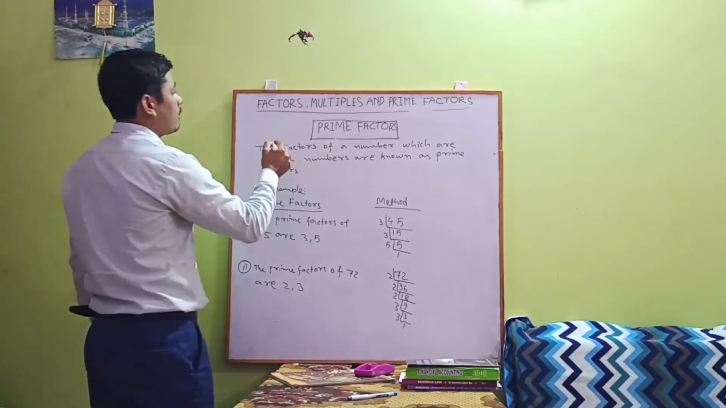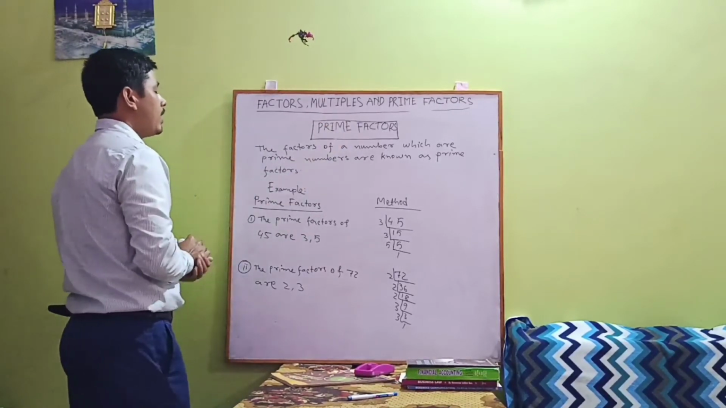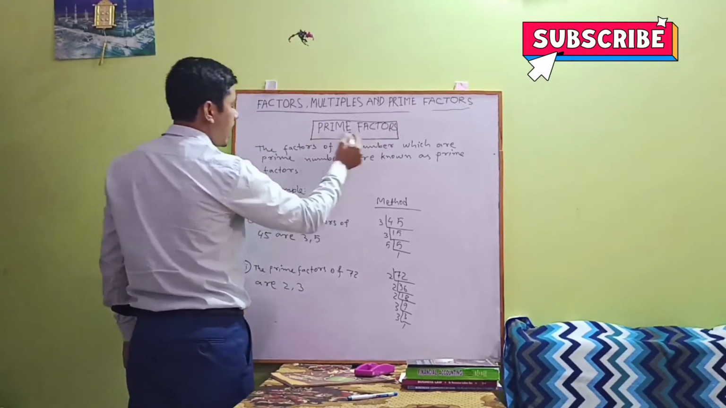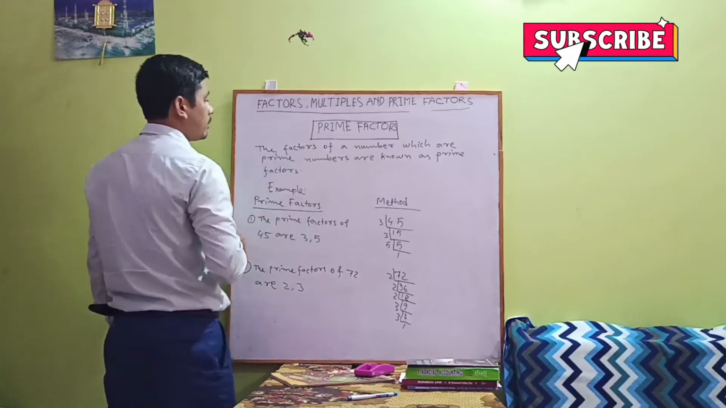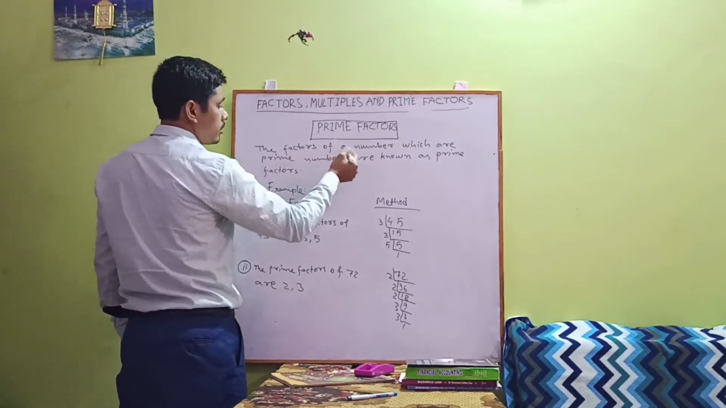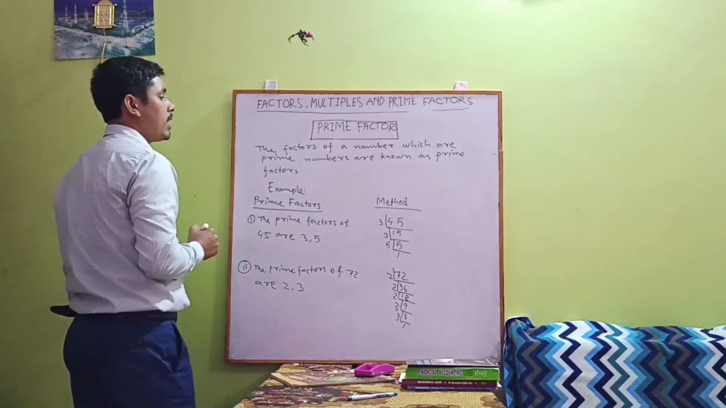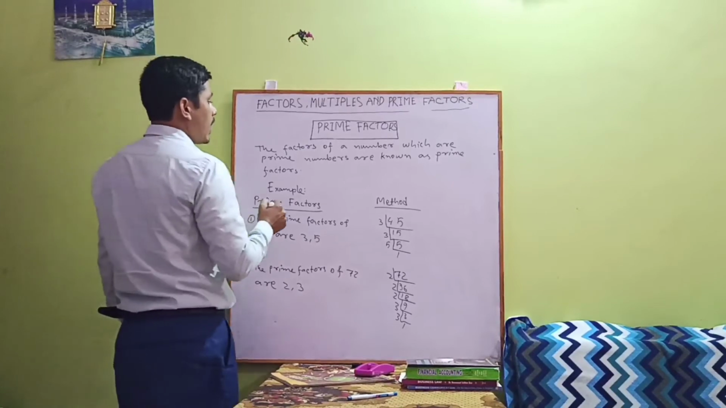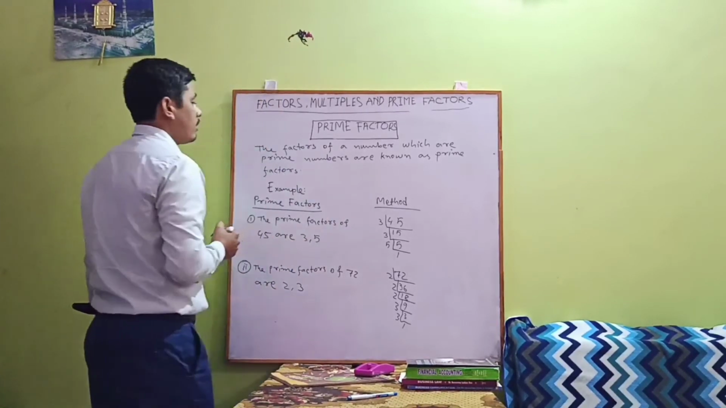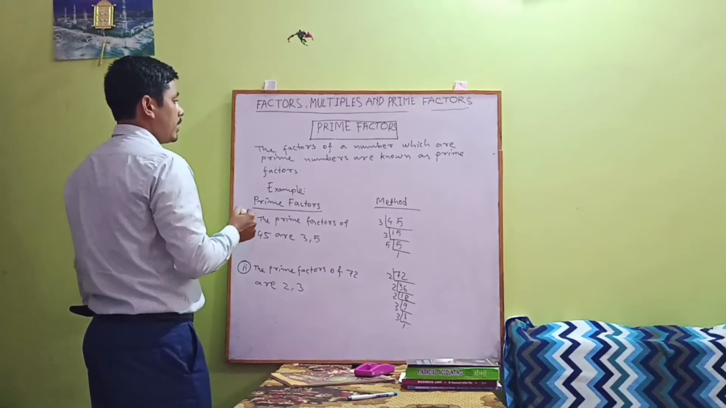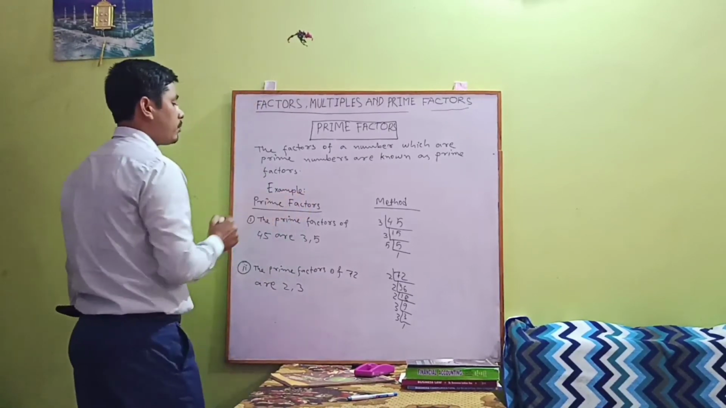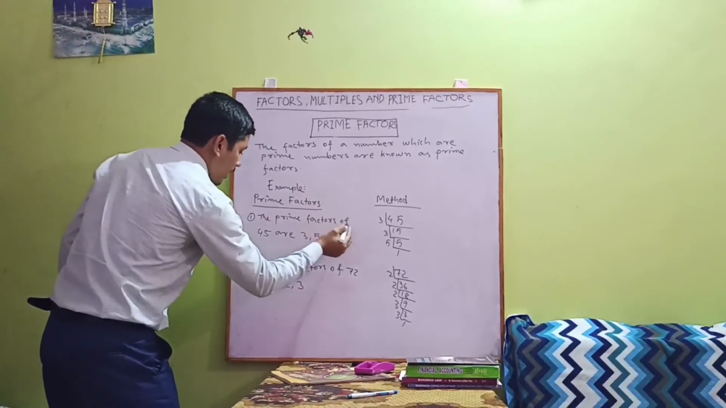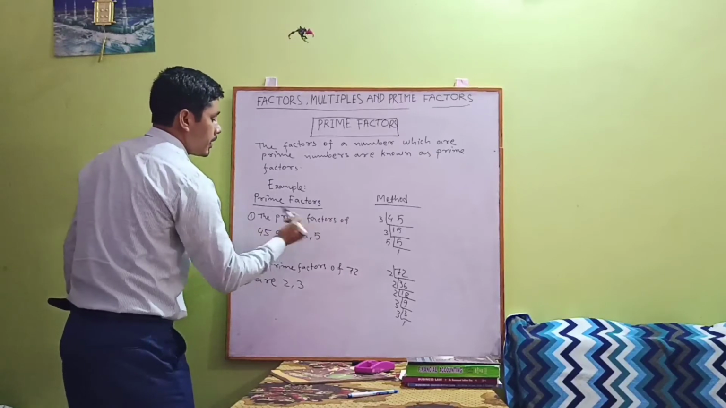Now that we have learned factors and multiples, we are going to learn about prime factors. What is meant by prime factors? The factors of a number which are prime numbers are known as prime factors. It is explained with the help of an example. The prime factors of 45 are 3 and 5.